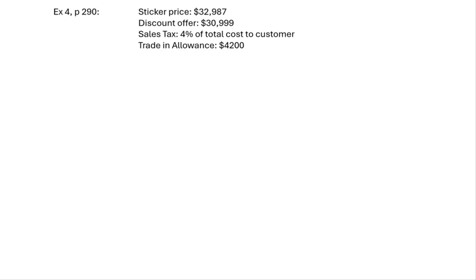So you can take that deal, and then you're going to have to pay sales tax on the total cost to you of the vehicle. Not on the sticker price, but on the discounted offer. But you've got a trade-in, and they're going to give you $4,200 for your old vehicle. You still have to pay taxes on that part, because the trade-in is not a discounted price. The trade-in is part of your payment. So we want to know what the drive-away cost is going to be of this particular vehicle, and what is the percentage of the discount offer.